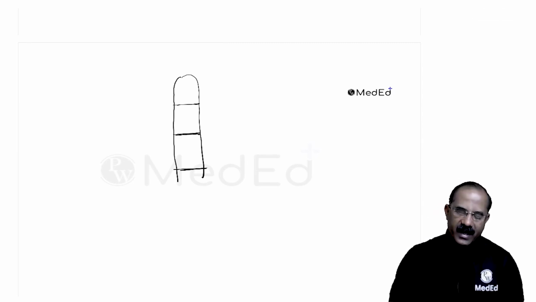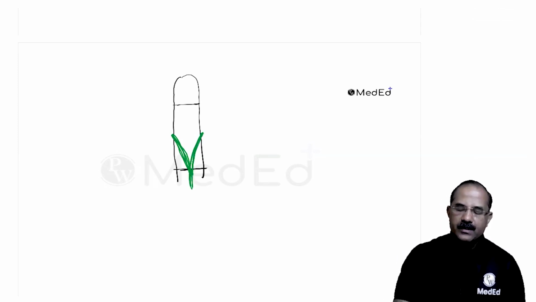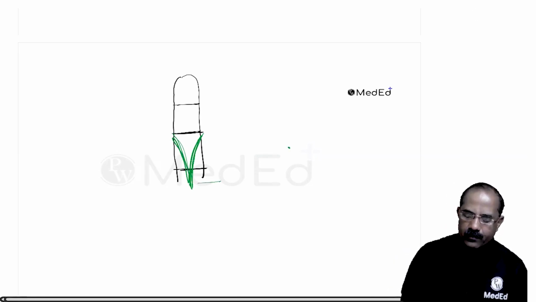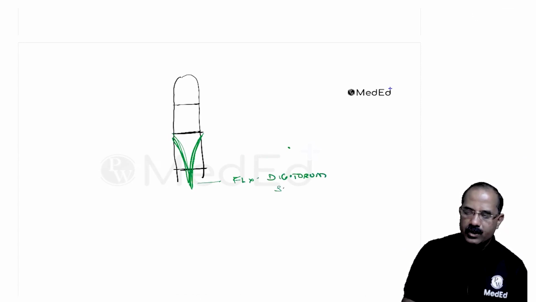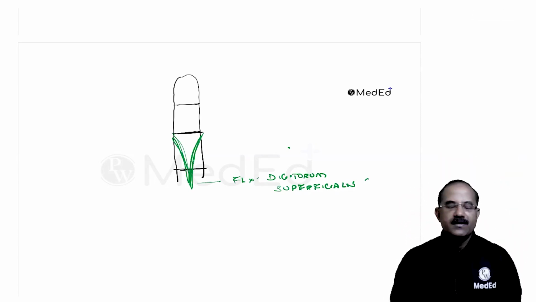Now, students, can you tell me what is this tendon? This is a tendon which comes here, divides into 2 like this, and gets inserted here into the base of the middle phalanx. This is the tendon of flexor digitorum superficialis. And there's a muscle which is deep to the superficialis.